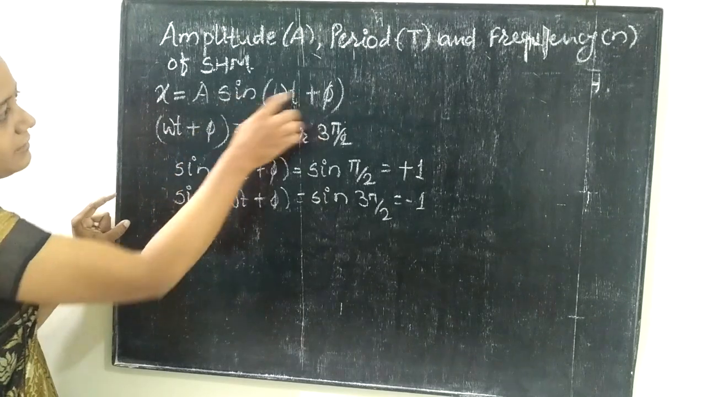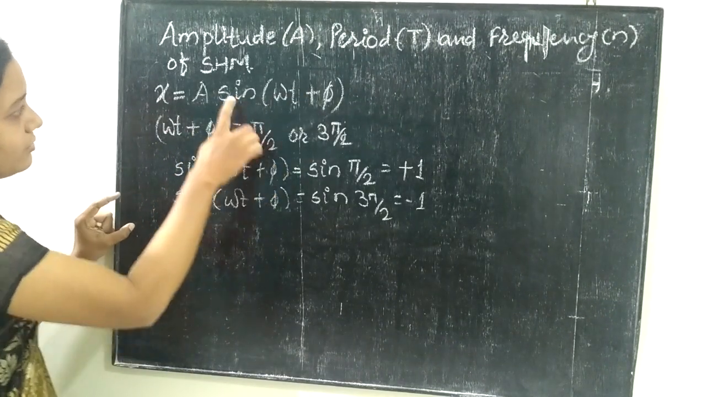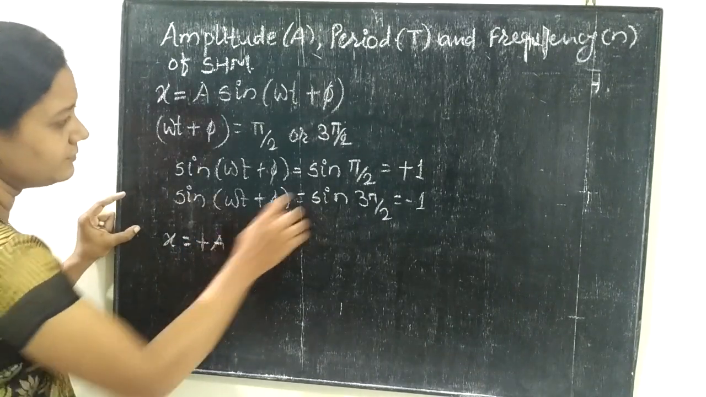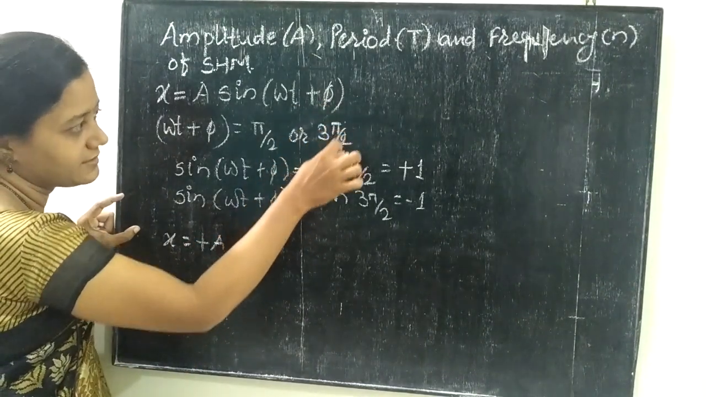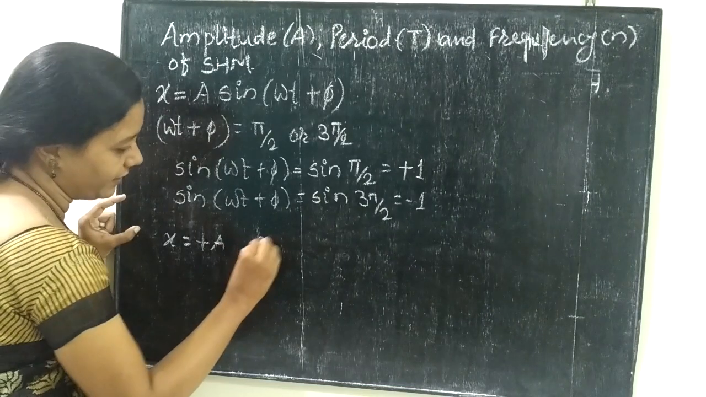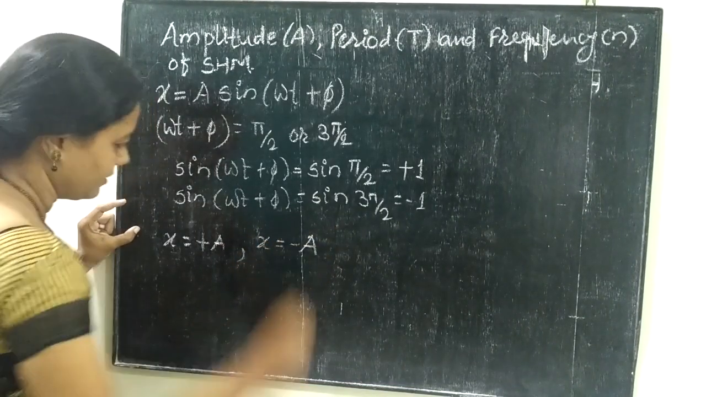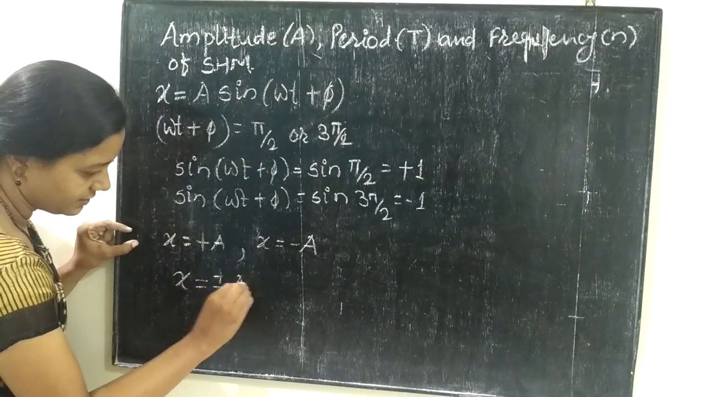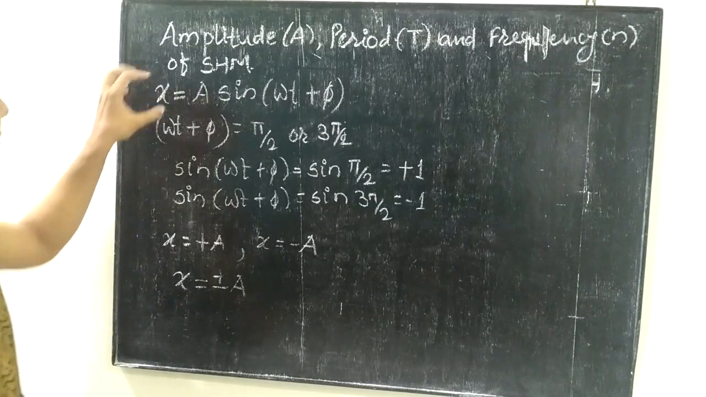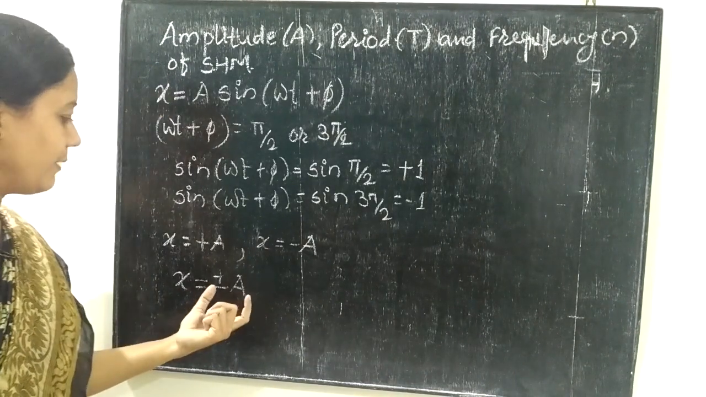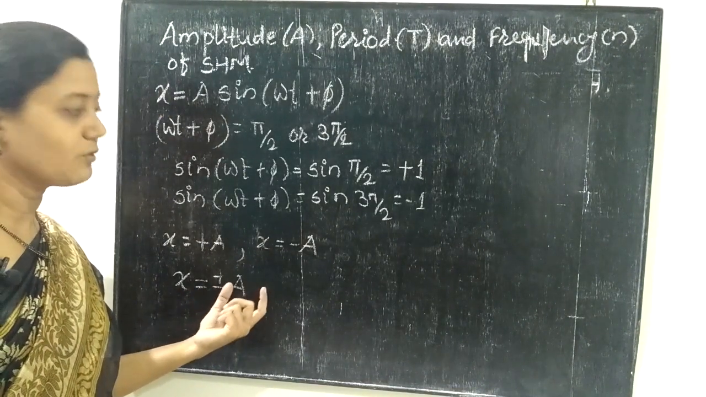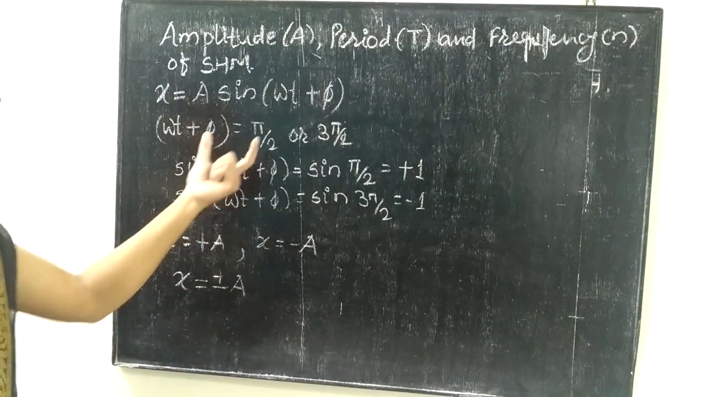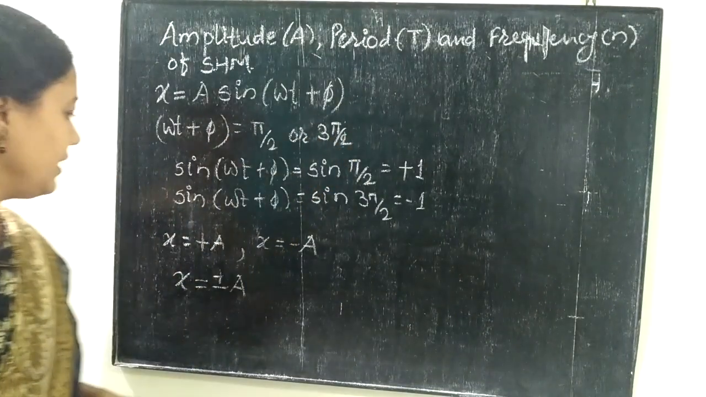So when omega t plus phi equals pi by 2, we get x equals plus A. And when omega t plus phi is 3 pi by 2, we get x equals minus A. So we can simply write this as x equals plus or minus A. It means the displacement is plus or minus the amplitude. So maximum displacement is obtained when the angle is pi by 2 or 3 pi by 2.